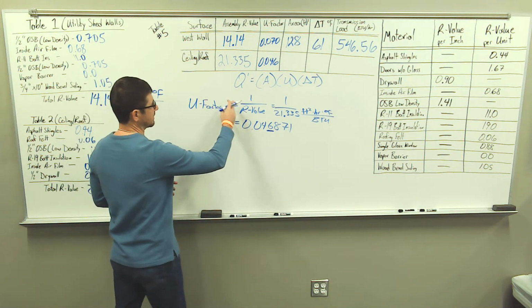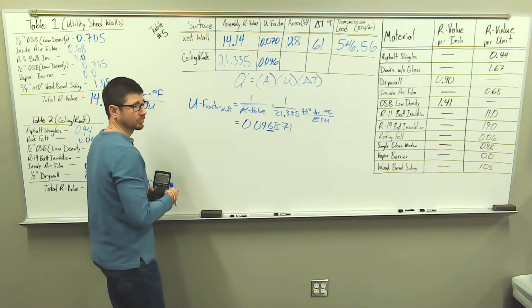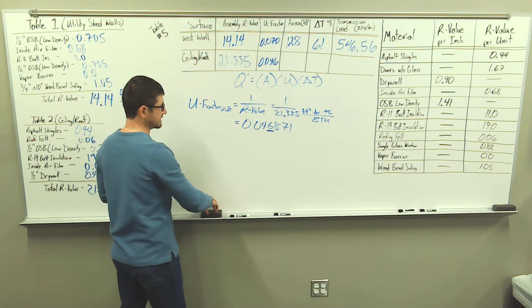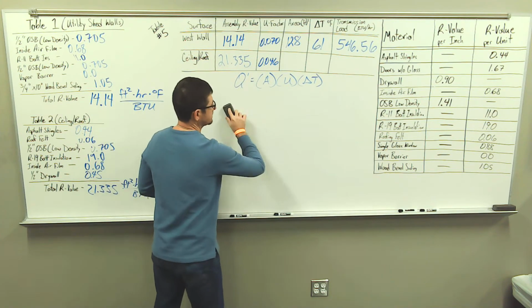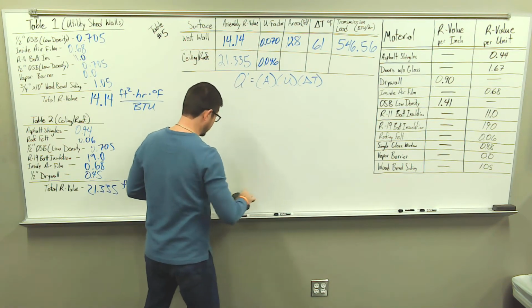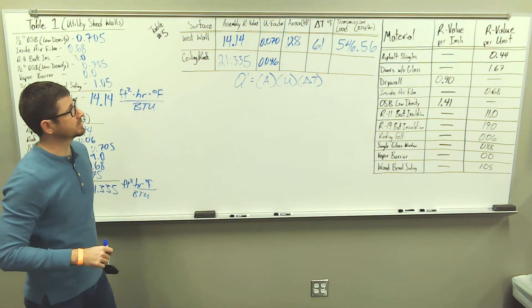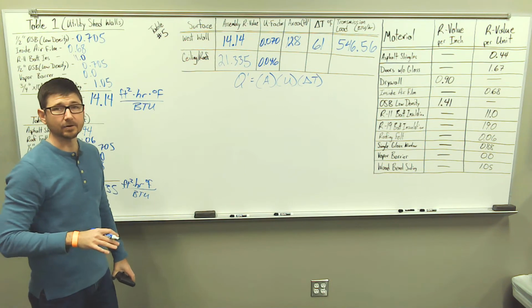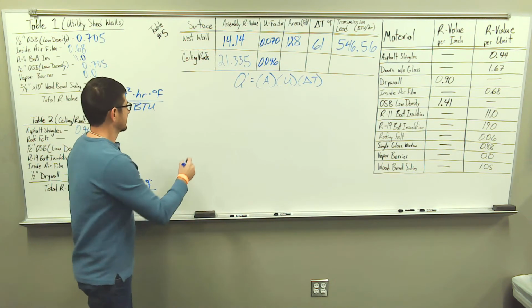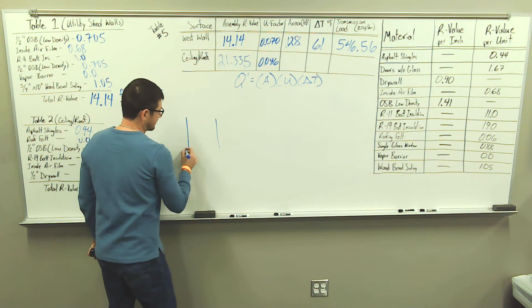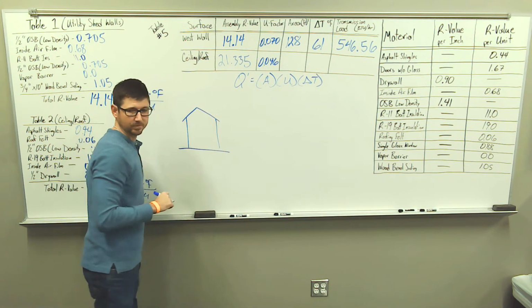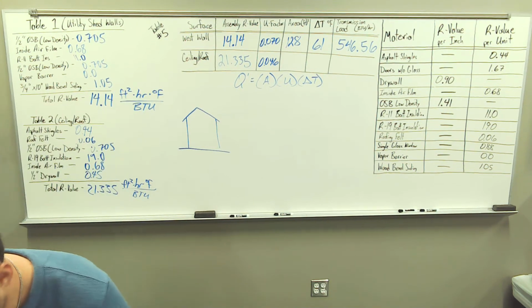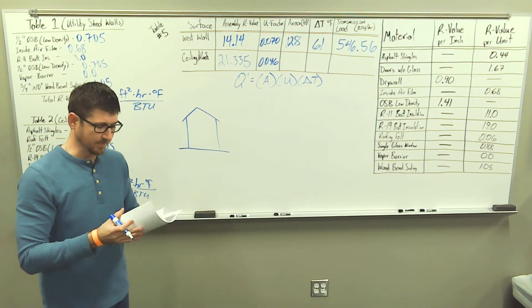So now that we have calculated the U factor for the roof, I'm going to go ahead and erase this. Now what we're going to do is calculate the total area of the roof. Now on page 5, we have an elevation, and we have a gabled roof here. Let's take a look at page 5.